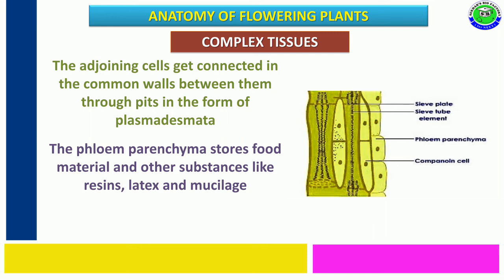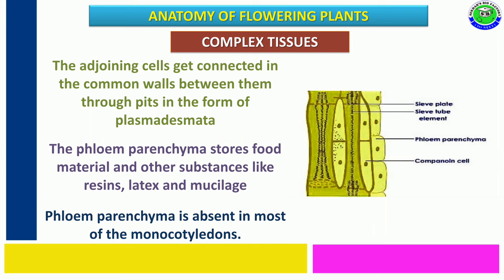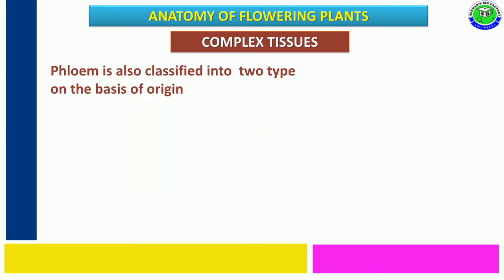The main function of phloem parenchyma is that it stores food material. Along with that, it has the capability to store various substances like resins, latex, and mucilage. The phloem parenchyma is generally absent in monocotyledon plants.